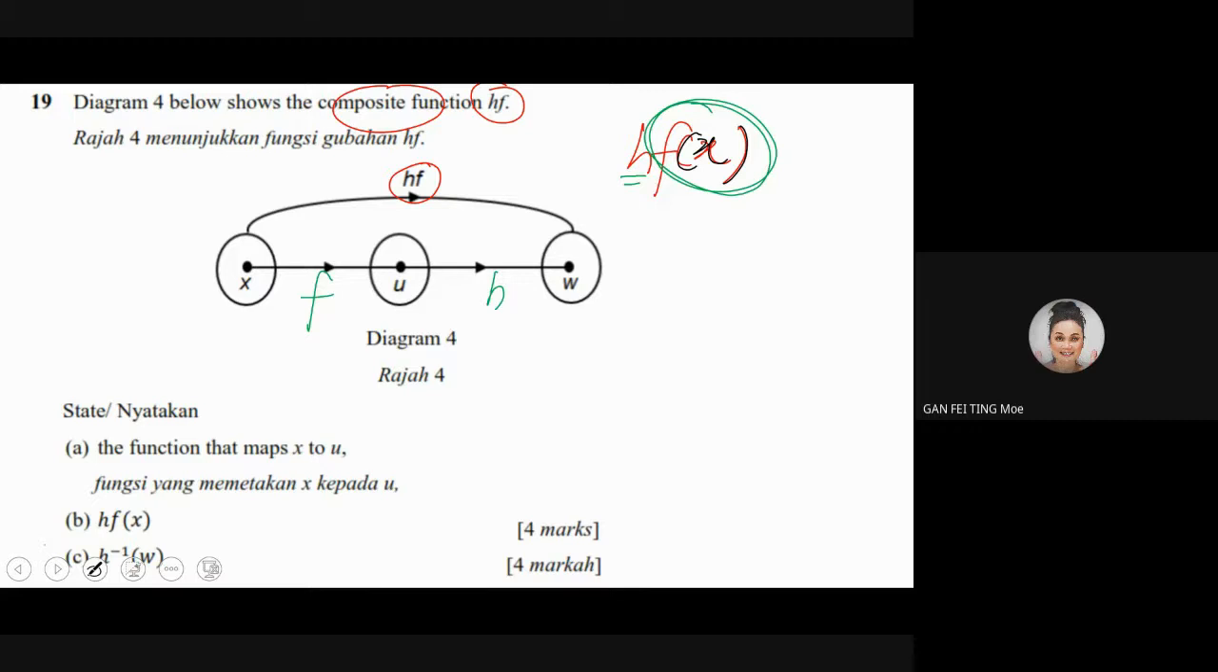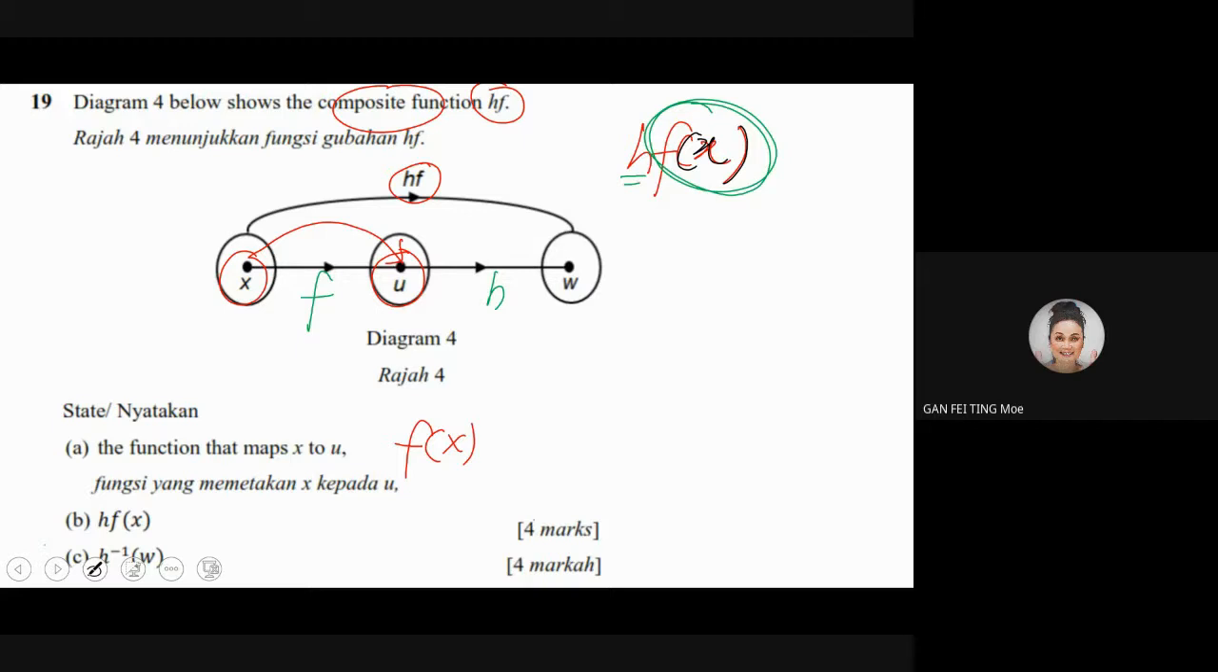It says state the function that maps x to u. Okay, from x to u. The question says x to u. What is the function? Simple. It's your f of x. It's the function f. Right. It's the function f. And then b.